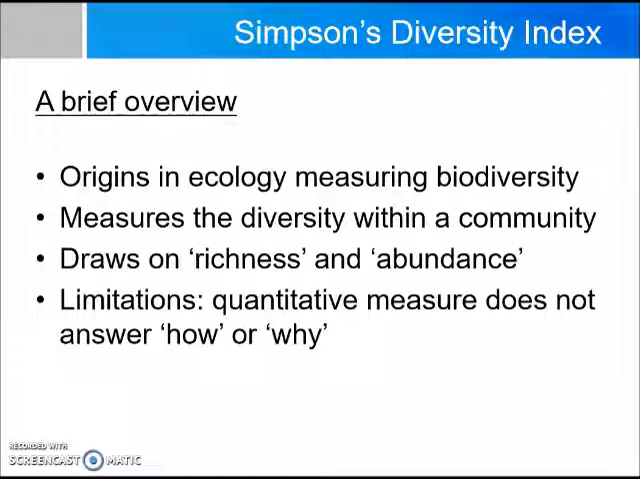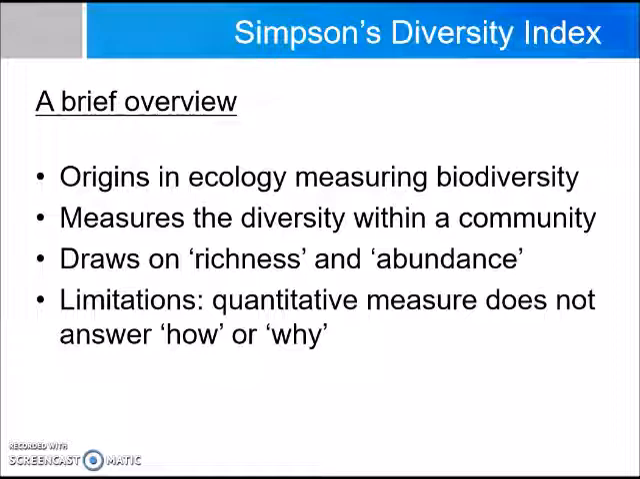The Simpson's Index draws on both the richness and abundance within a community. What that means is how many categories, that might be countries, but also how many people are within those categories. Just having one or two tokenistic inclusions in your community is not going to impact your score very much. What you need is a diversity of different people from different categories, however you're going to measure diversity.